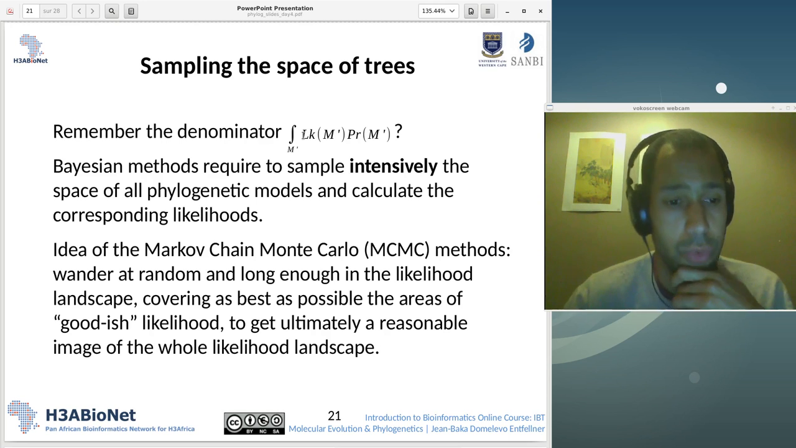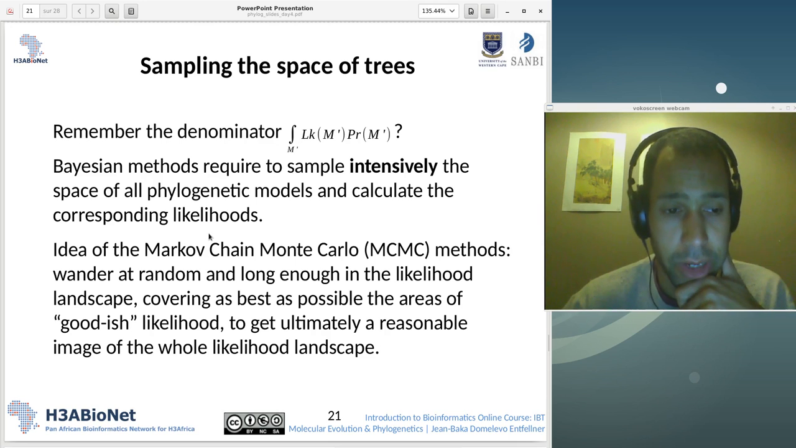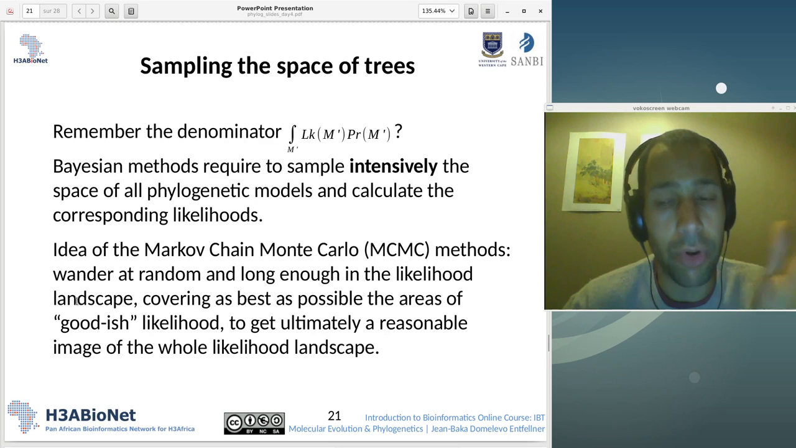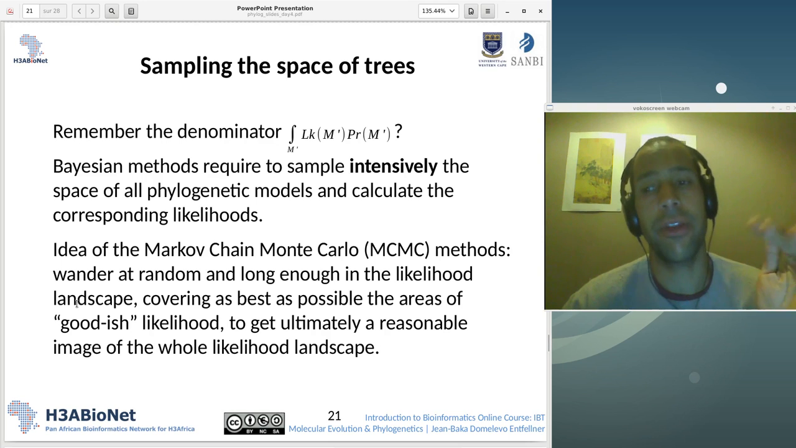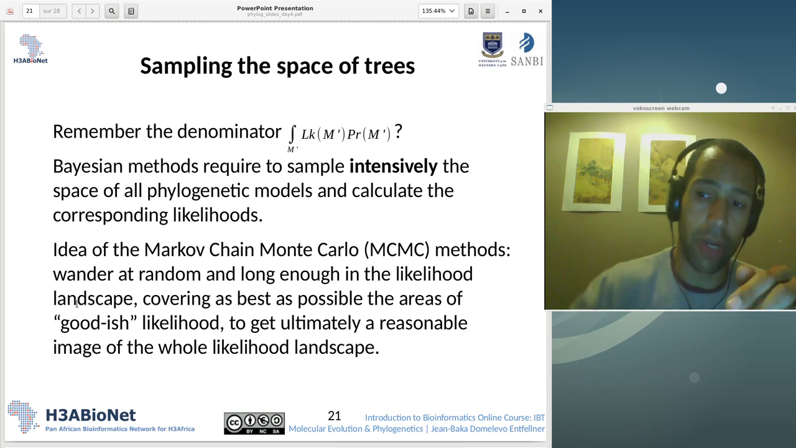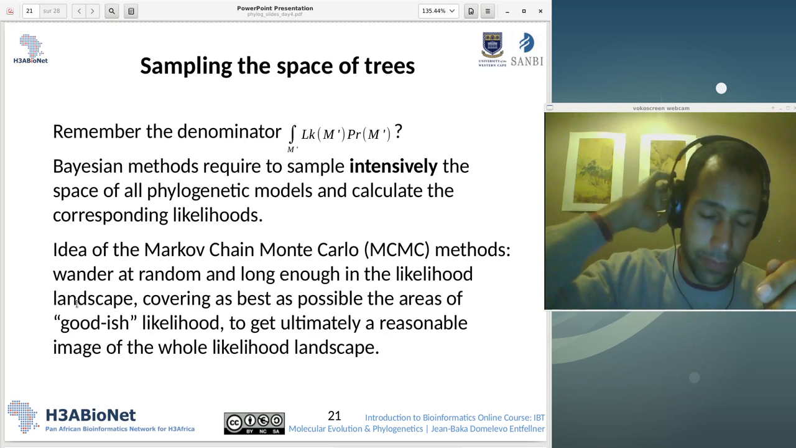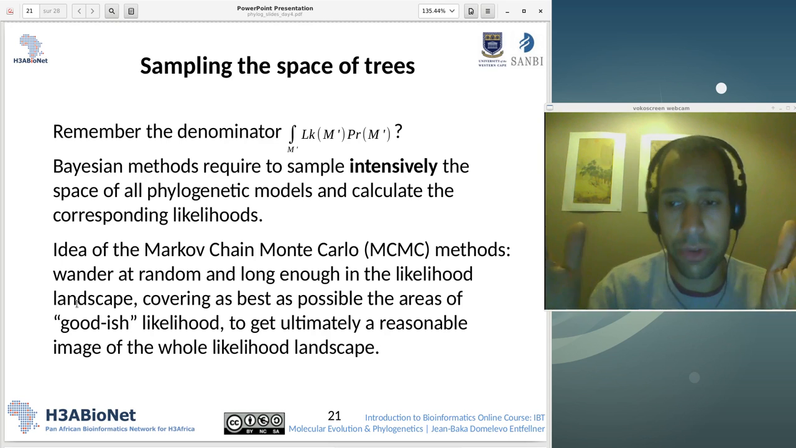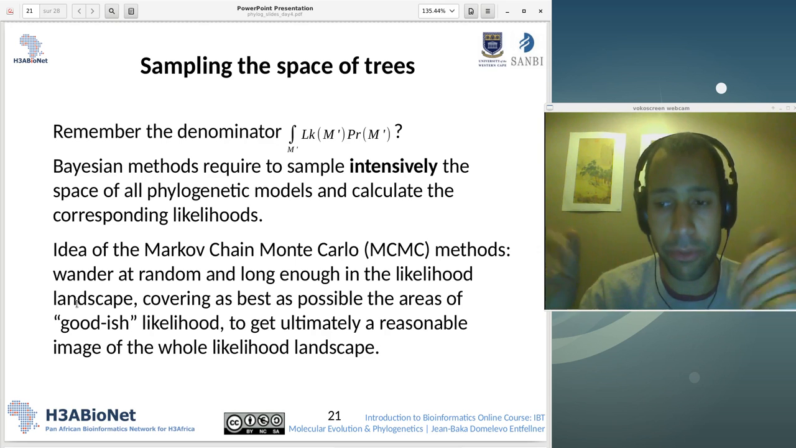So we want to wander at random in the likelihood landscape. The likelihood landscape is the landscape of all models, but imagine that each model gives you an x and y coordinate, and the elevation of points, the z coordinate, corresponds to the likelihood.